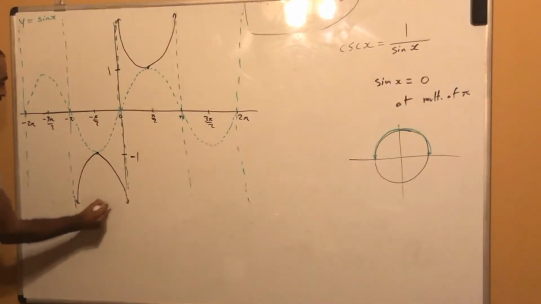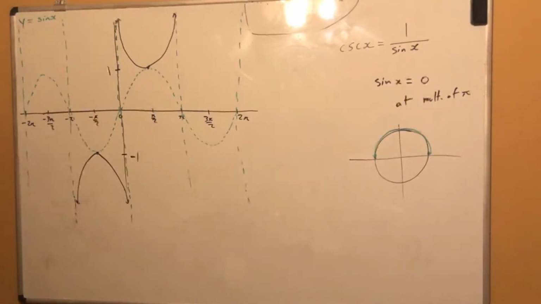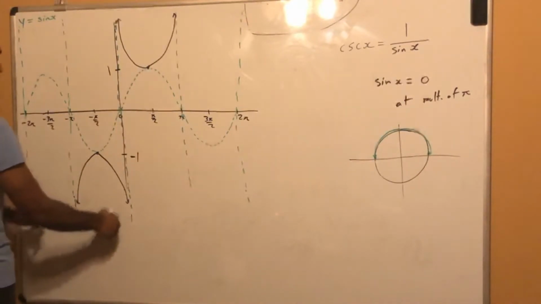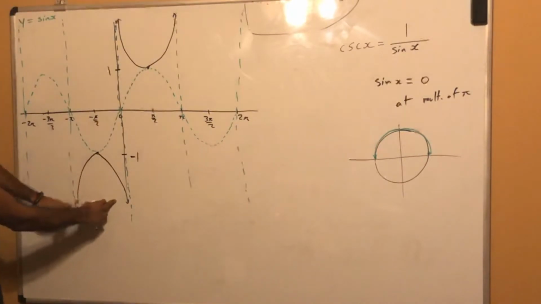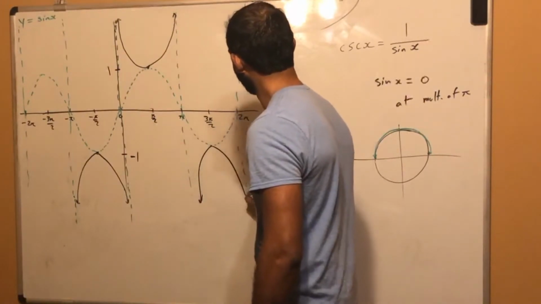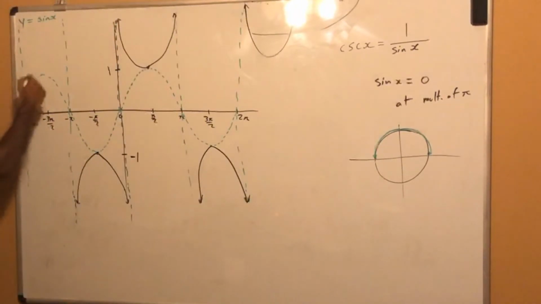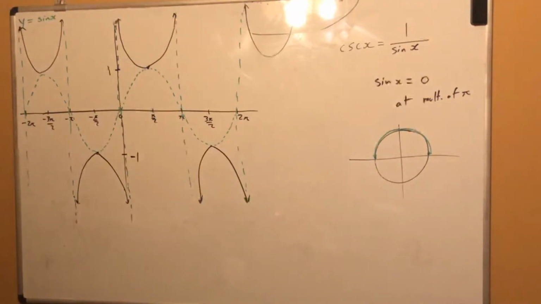No, because when you're at the asymptotes, that's going to make sine 0, and then you're going to have 1 divided by 0, which gives you an undefined situation. And you can verify this for yourself. This pattern is going to repeat. You go from a sad U to a happy U. Then it goes sad. Then it goes happy again.